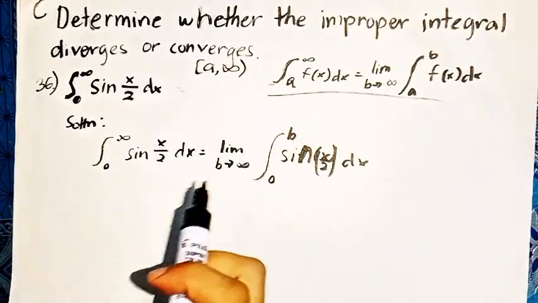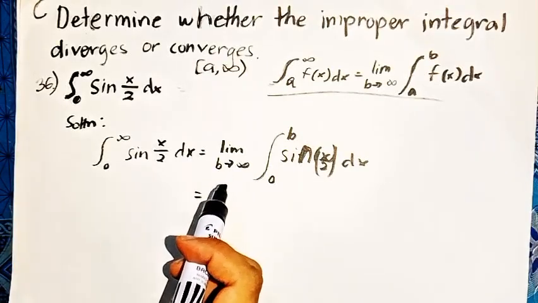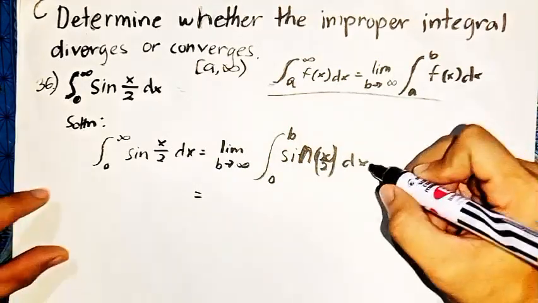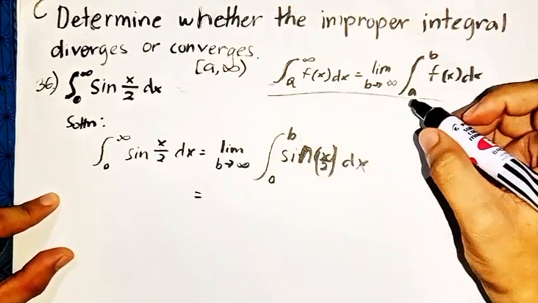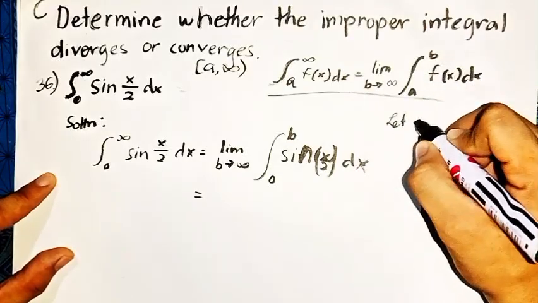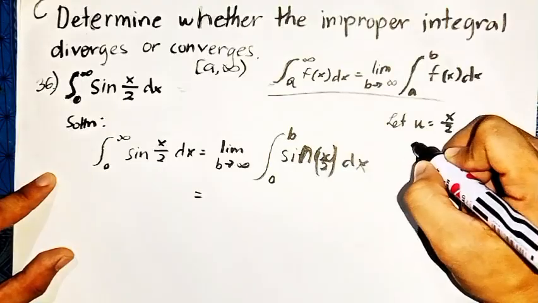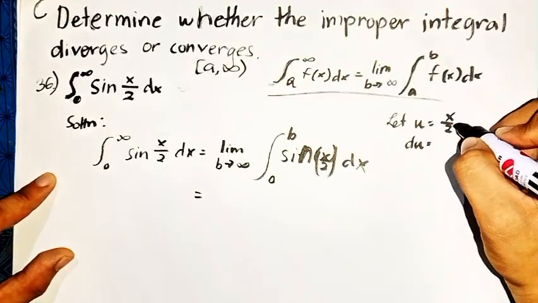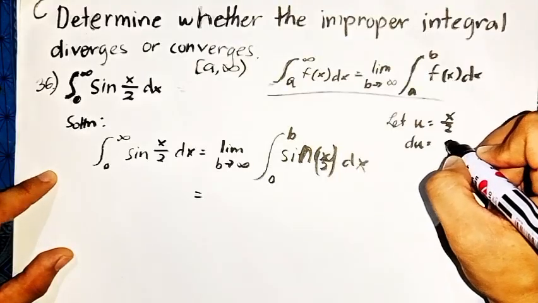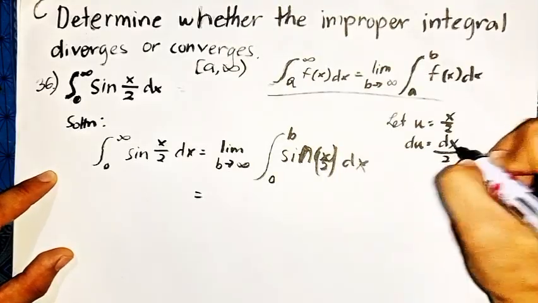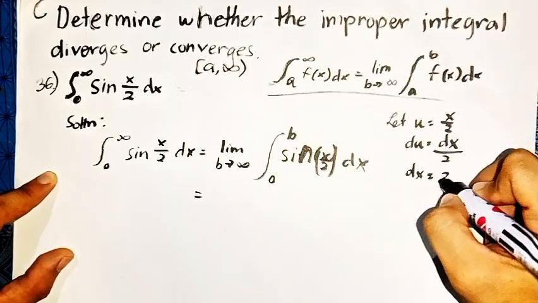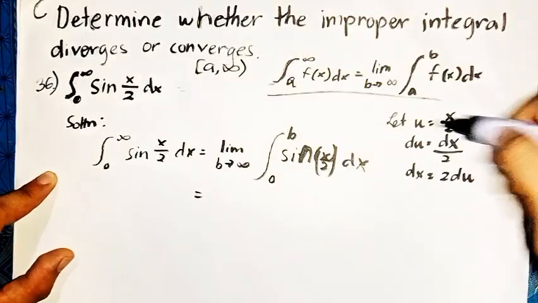Now, before we apply the limit, let's first integrate this function. To integrate this function, let's use the substitution method. Let u is equal to x over 2, so du becomes 1/2 dx, or dx over 2. And our dx now is 2 du. So let's substitute this into our function.